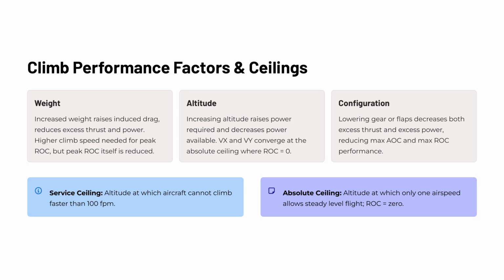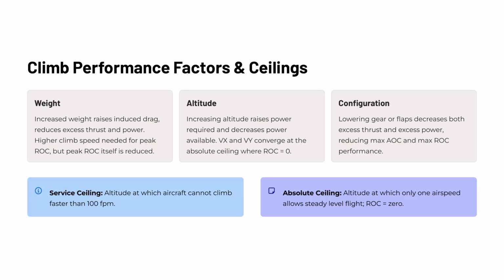Three major factors influence climb performance: weight, altitude, and aircraft configuration. Starting with weight, as aircraft weight increases, induced drag rises, which directly reduces the excess thrust and excess power available for climbing. A heavier aircraft also requires a higher airspeed to achieve its best rate of climb, yet despite flying faster, the actual climb rate achieved is lower than it would be at a lighter weight. More weight means less climb capability.